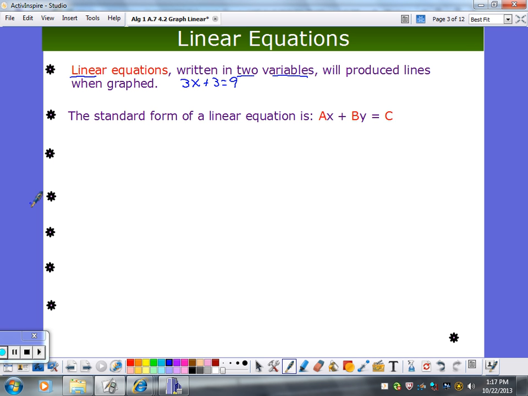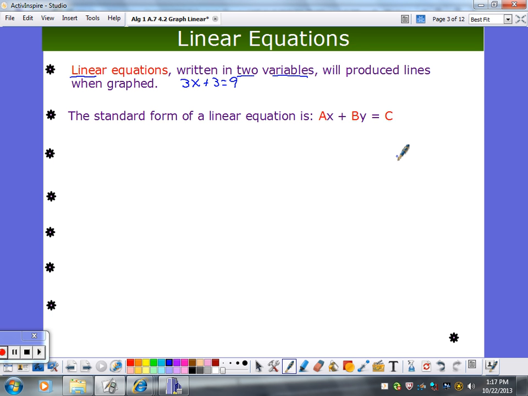We can write linear equations in several different ways. This is one of them, and we call it standard form. Ax plus By equals C. There's a lot of letters going on there. How many variables does it look like we're dealing with?